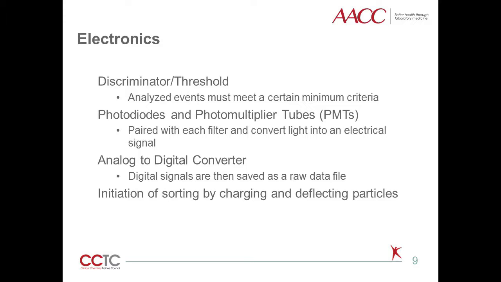The photodiode, used to measure the strong forward scatter signal, and the photomultiplier tubes, or PMTs, which amplify the weaker signals from the other parameters, detect the light and convert it to an electrical signal proportional to the strength of the light signal. This electrical signal is then converted from analog to digital and saved as a raw data file. In cell sorters, the electronic system also initiates the sorting process by charging and deflecting the particles.